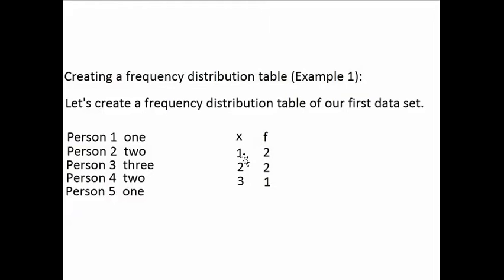This column shows all of the different values that appeared, and this column shows the frequency of each value. So what this table shows is each value and the number of times that that value appeared. To create this table, you just have to list all of the different values in the X column, and then you have to go to the data set and count how many times each value appeared.